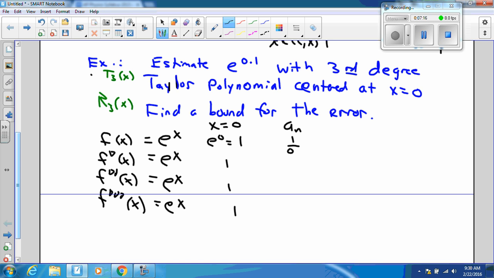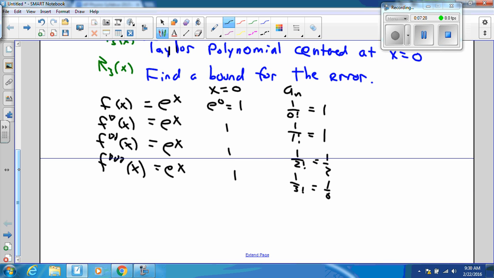A sub n is equal to 1 over 0 factorial, which is 1. 1 over 1 factorial is 1. 1 over 2 factorial is a half. And 1 over 3 factorial is a sixth. So my estimating polynomial, T3 of x, is going to be 1 plus 1 times x plus a half of x squared plus a sixth of x cubed.